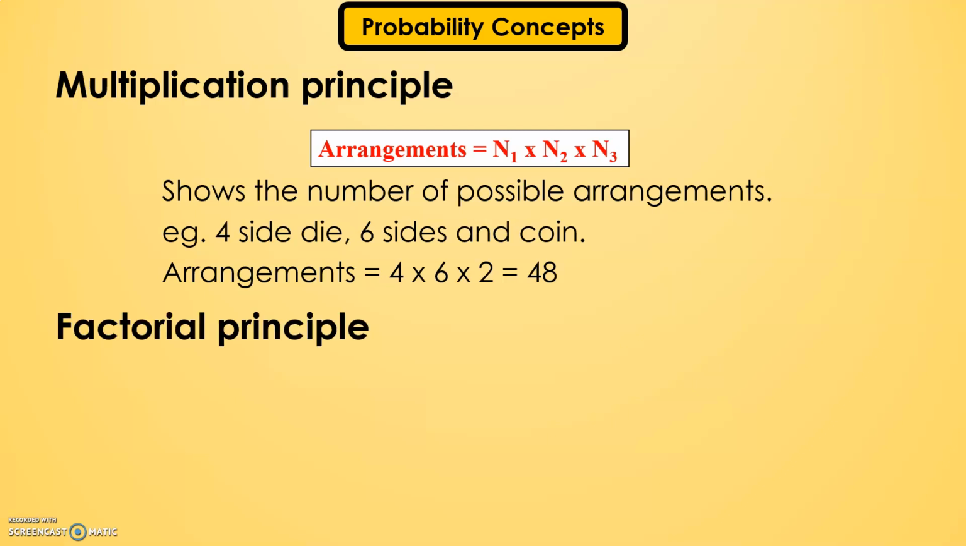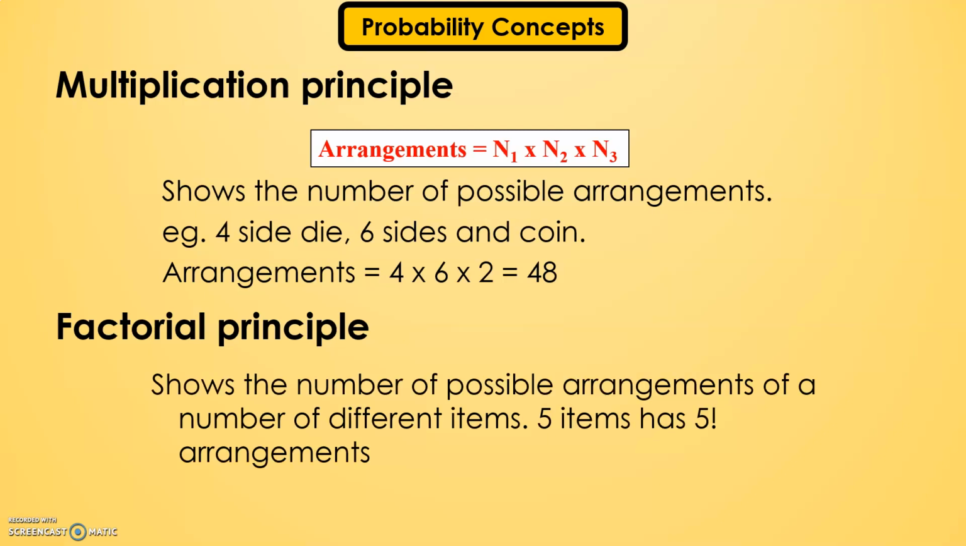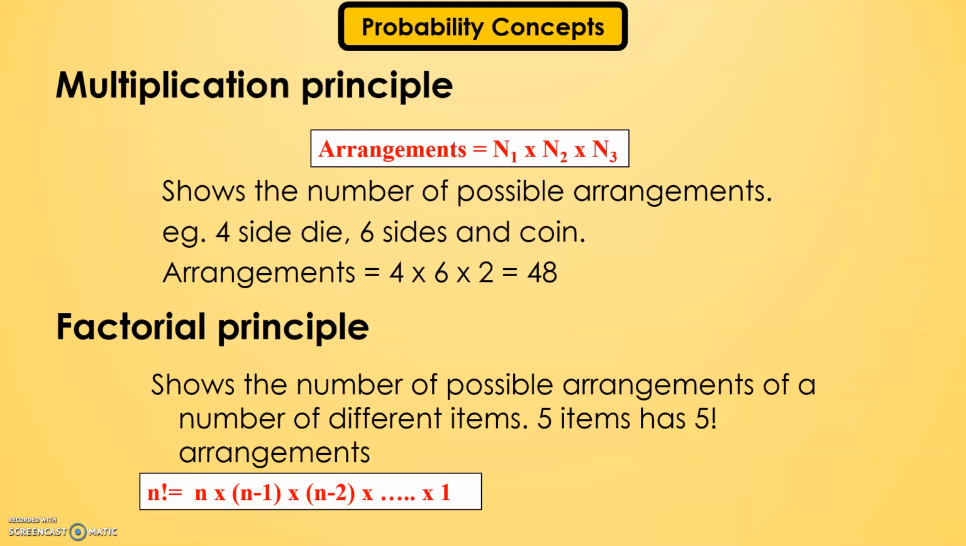And the other thing is the factorial principle, that it shows the number of possible arrangements of a number of different items. There's 5 items, it has 5 factorial. 10 items has 10 factorial, and so on. And this is a complicated way of just saying that it's the number of items times 1 less than that number, 2 less, 3 less, until you get to 1.